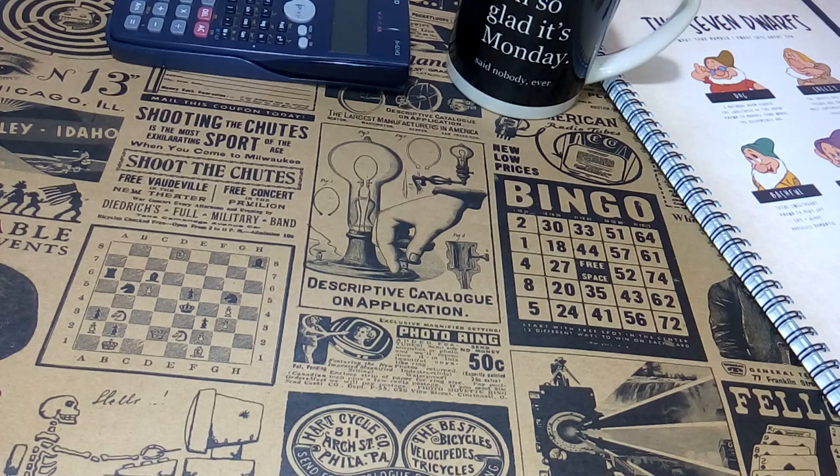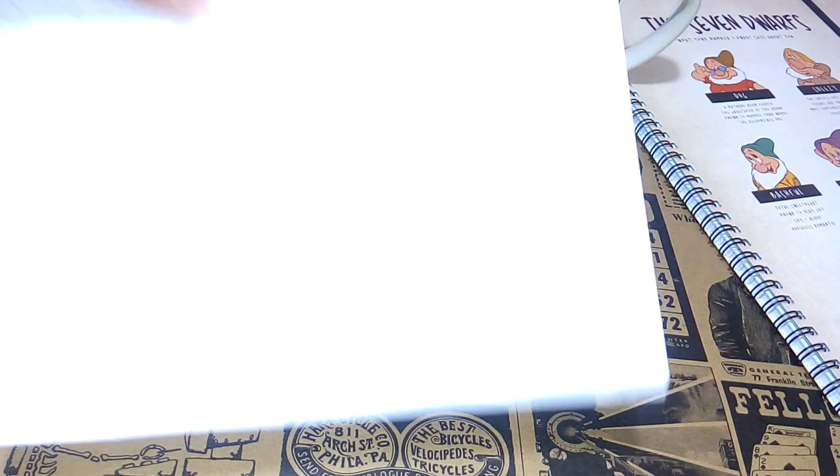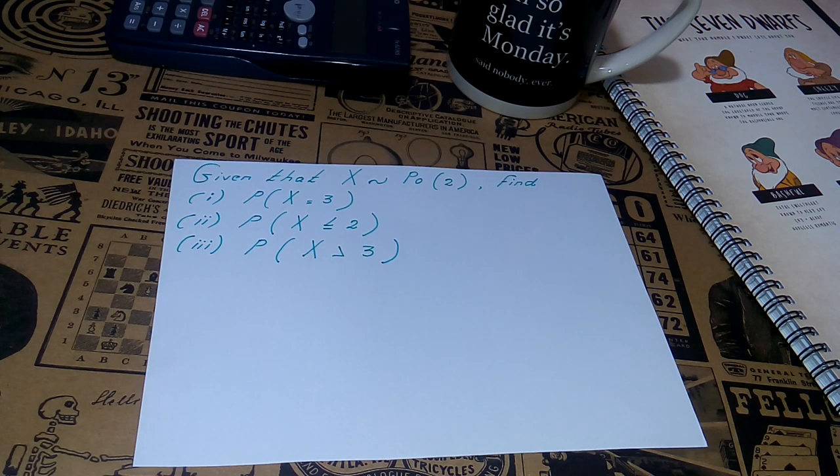Today we're going to work a few questions on Poisson distribution. Let's start with an easy question. So the question is, given that X follows Poisson 2, find the probability that X is equal to 3, the probability of X is less than or equal to 2, and the probability of X is greater than 3.